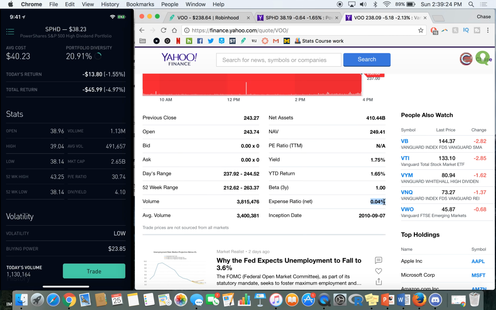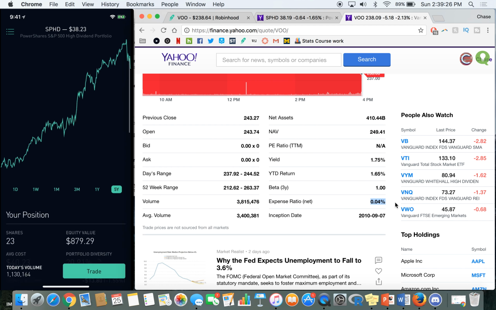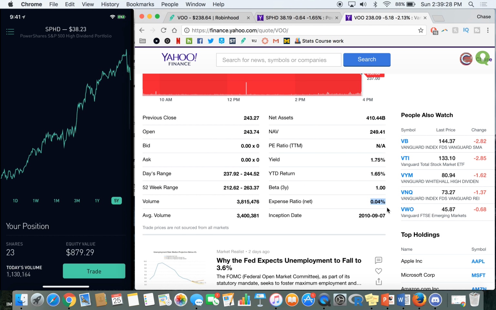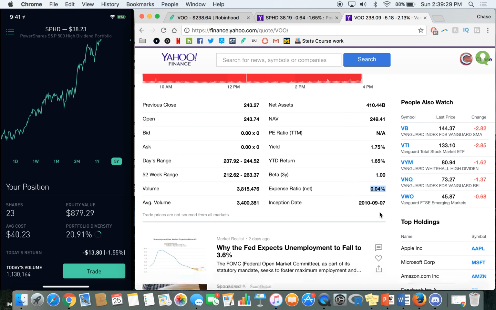Now the next one, another thing that is not contained on the Robinhood app, is going to be the top holdings of an individual ETF. So we're looking at VOO here, so we'll stay on this page. But as you guys can see on Yahoo Finance, it shows you the top holdings here, and you can look over and check out the sector distributions, everything like that in holdings.